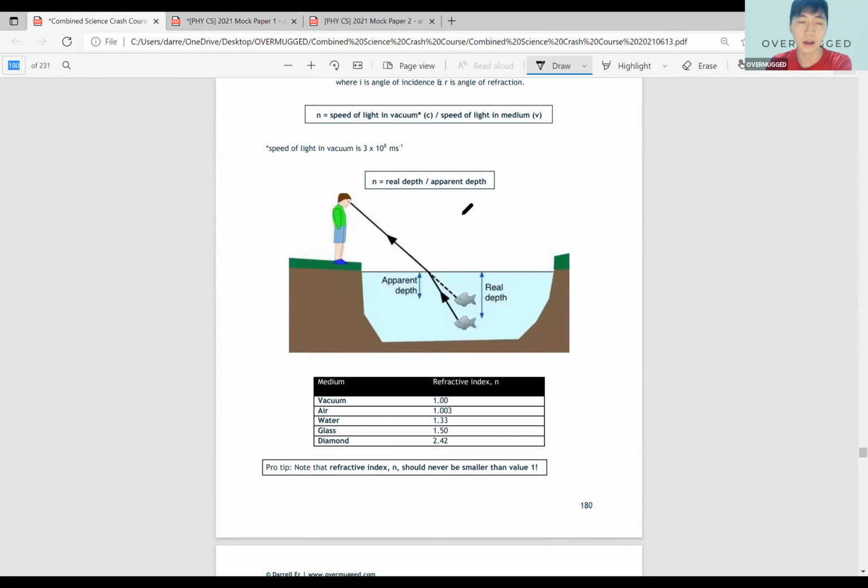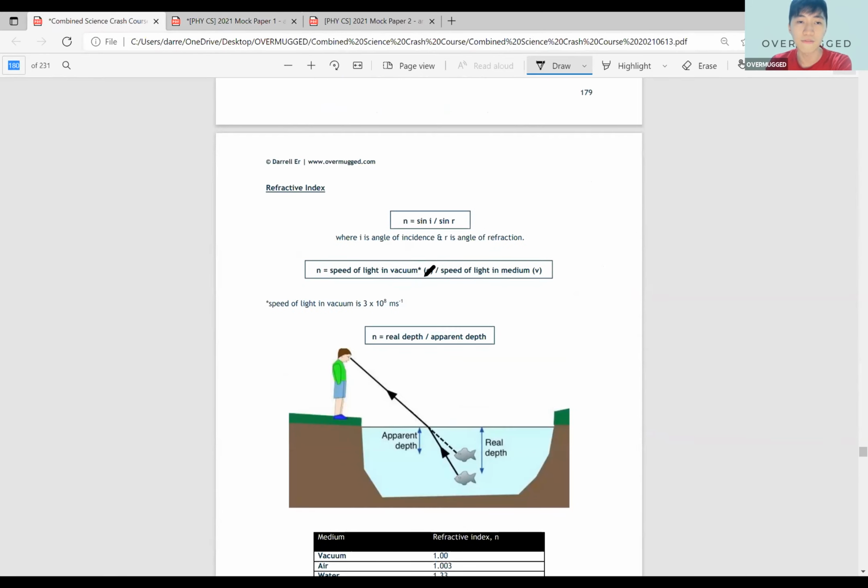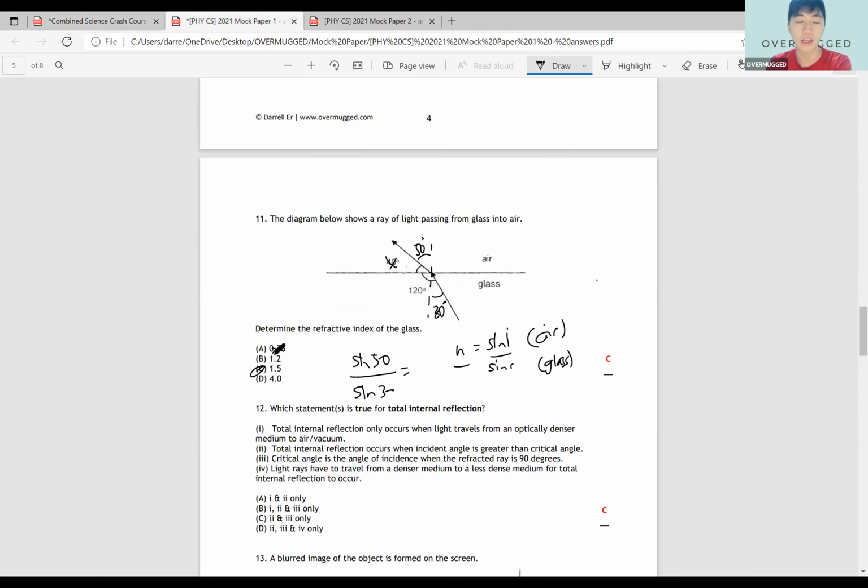There's sine I over sine R, speed of light in vacuum over speed of light in medium, real depth over apparent depth. These are all ways to calculate refractive index. Take note, sine I over sine R is better remembered as sine air over sine medium. Okay, that's how you get your answer.